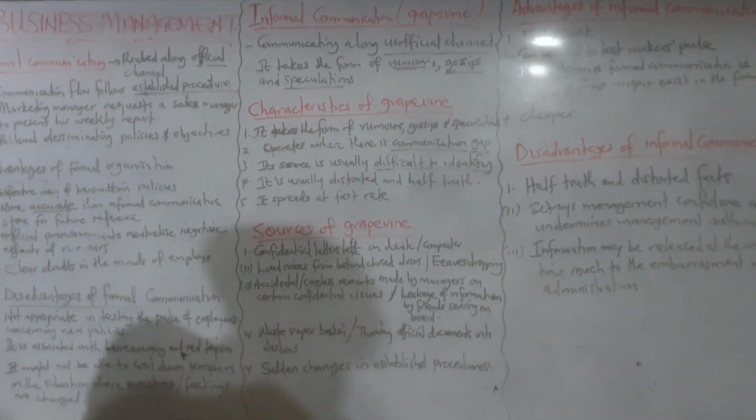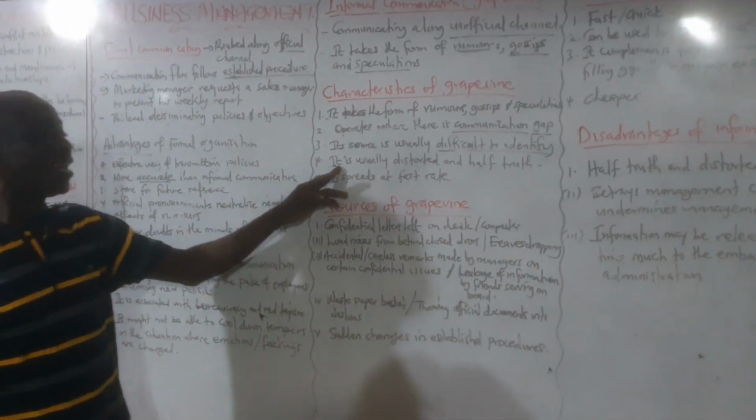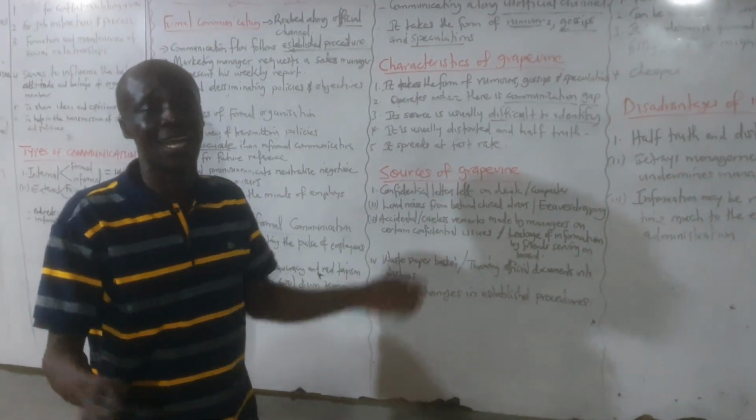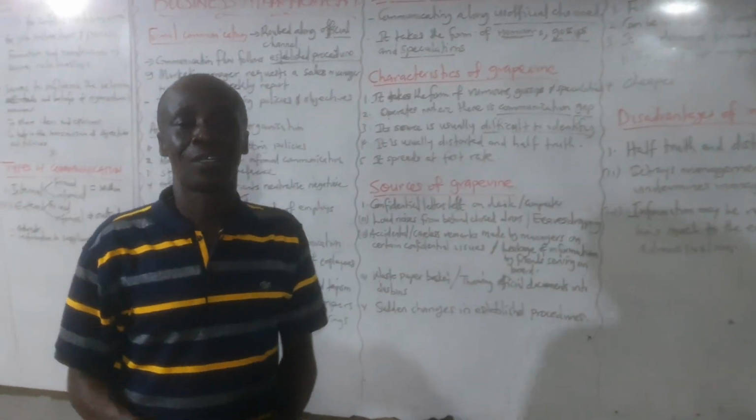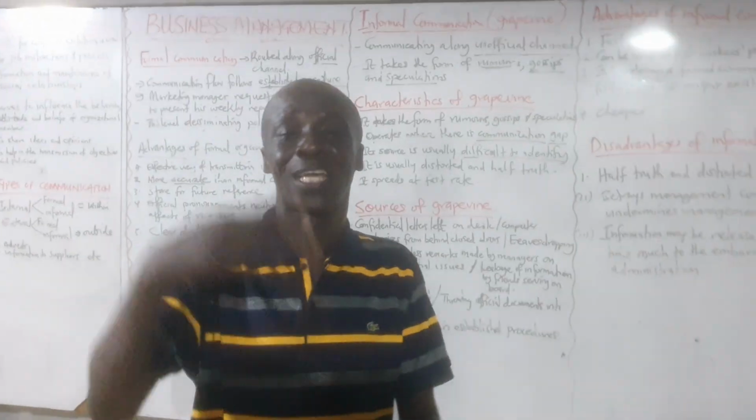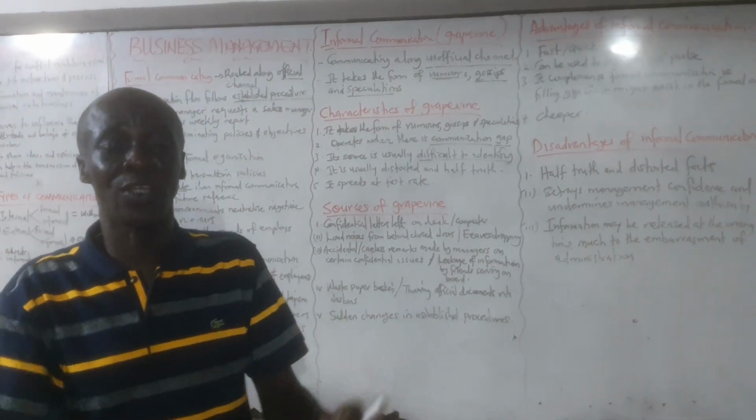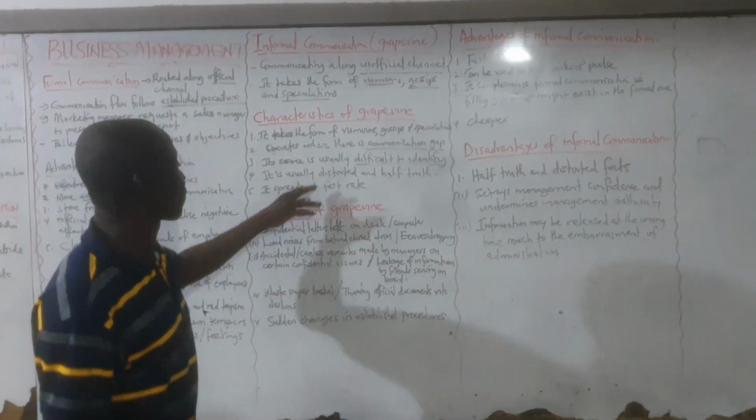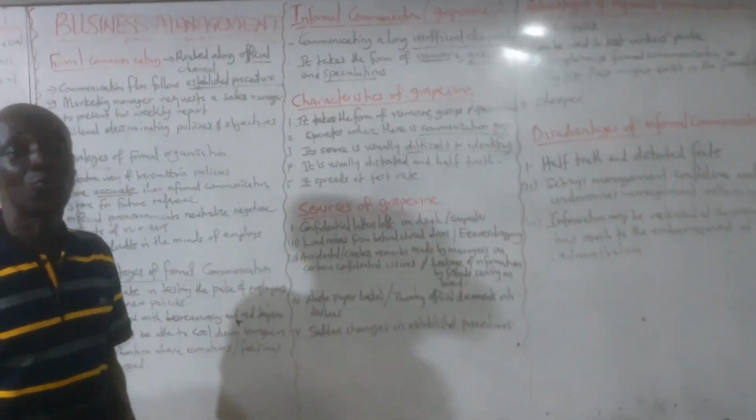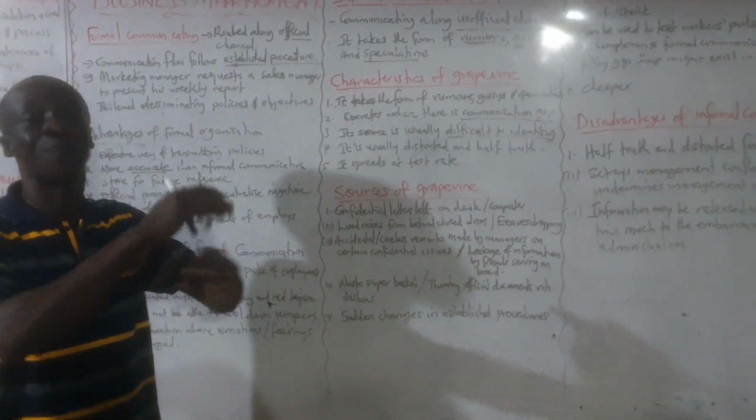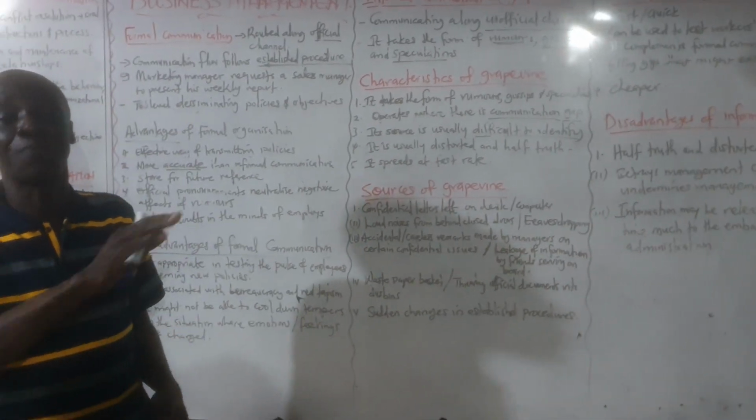The fourth one, very simple, I have already told you, is that it is usually distorted and half truth. People will add, people will take away. You tell somebody something, you said A, they will say you said AA, and so on and so forth. The last one, rumors move very fast. It spreads very fast.